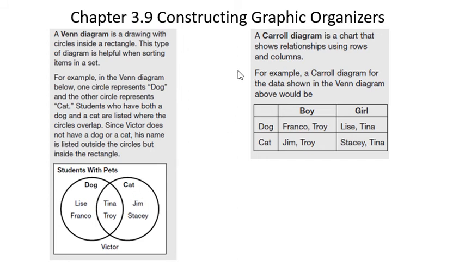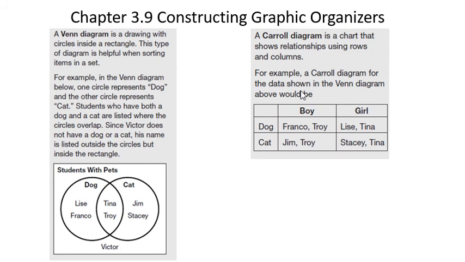We're now going to learn about a Carroll diagram. That's a chart that shows a relationship using rows and columns. For example, a Carroll diagram for the data shown in the Venn diagram above would be, we're going to have all the boys in this column, all the girls in this column, all the students who own dogs in this row, and all the students who own cats in this row.